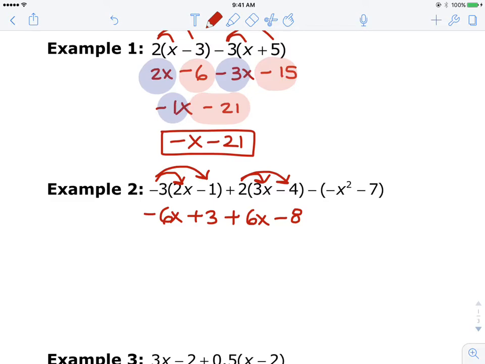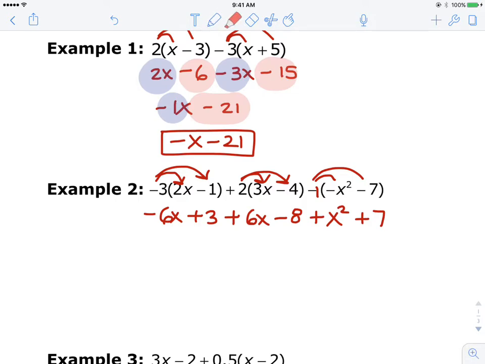Last but not least, we've got this group here, and it's multiplied by what looks like just a negative. I would strongly encourage y'all to write a 1 right here to clarify your thought process, to help your brain out a little bit. So we're going to multiply that group by negative 1. Negative 1 times negative x squared. All that's happening is we're changing the sign. So we're going to have a positive x squared now. And negative 1 times negative 7 will be a positive 7.